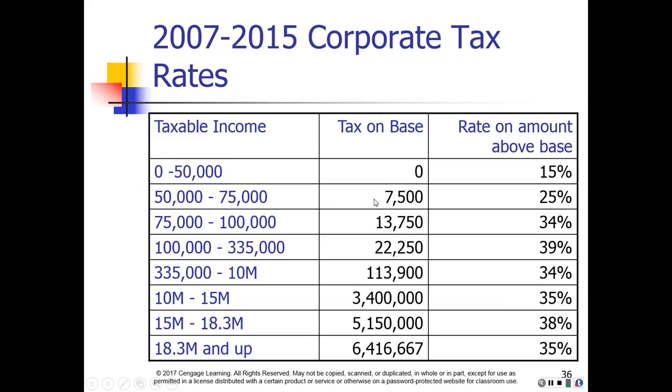You start with $7,500 and ask, how much more than 50,000 am I making? 60,000 would mean 10,000 more. So you calculate 25% of 10,000, which is 2,500, right? Add that to the tax base of 7,500, and you get a total of 10,000. So on a taxable income of 60,000, you're going to be paying 10,000 in taxes, right?